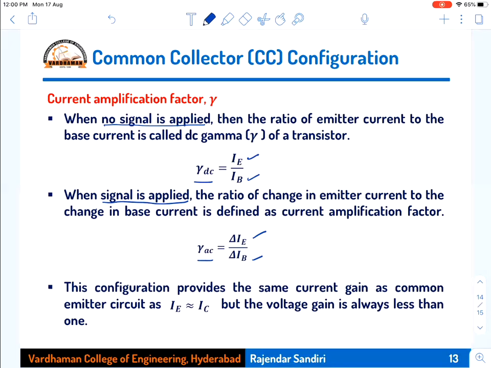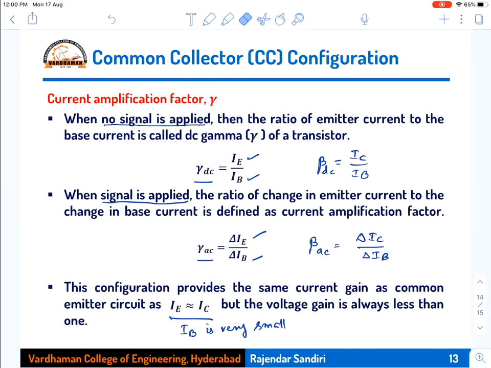So the configuration provides the same current gain as the common emitter circuit, because IC and common emitter is what, actually. Common base is alpha, common emitter is beta. Beta DC is equal to output current in common emitter, means emitter is ground, output is IC by IB, whereas beta AC is equal to delta IC divided by delta IB. IE and IC are the same because IB is very, very small.